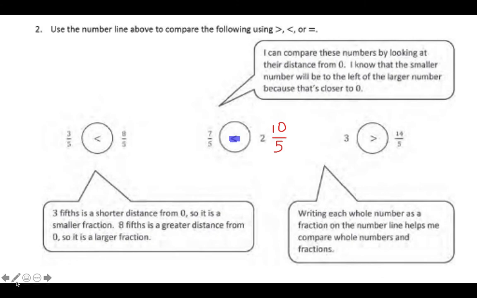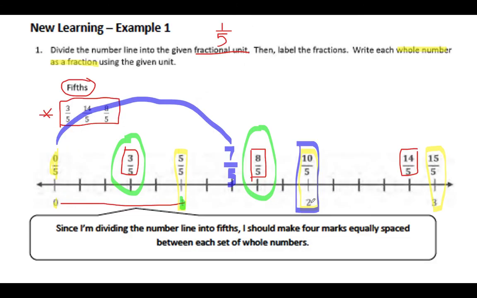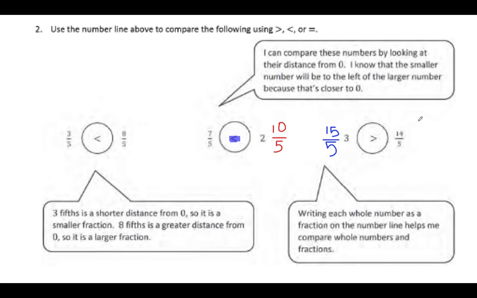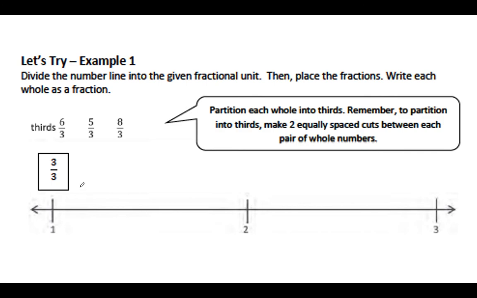Last one that they did, they said, okay, 3, which I know 3 is the same as 15 fifths, and 14/5. I could look at my number line again. I also know 15 is bigger than 14. So 14/5 is going to be closer to 0. The reason they have us plot these whole numbers as fractions is to help us compare them easier. So we're going to keep doing that as we go. Let's try some out on our own.